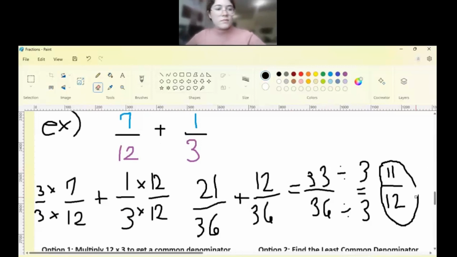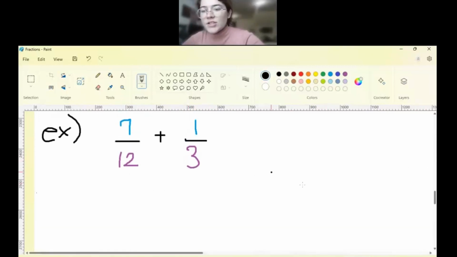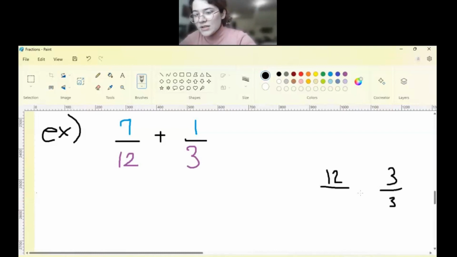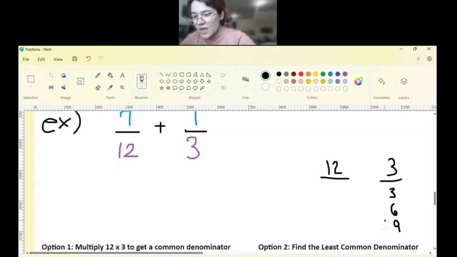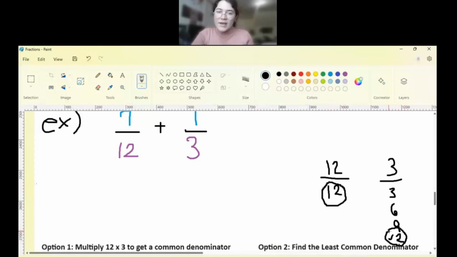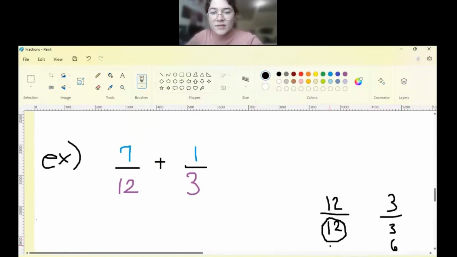Now let's see the other way. So our other option is to find the least common denominator between the two. So let's make our two charts on the side. 12 and 3. So our factors of 3. So 3 times 1 is 3, 3 times 2 is 6, 3 times 3 is 9, and 3 times 4 is 12. And we can see 12 times 1 is 12, so we know our common denominator could be just 12. So in order to do that, we have to then multiply this side by 4 over 4, since 3 times 4 equals 12.